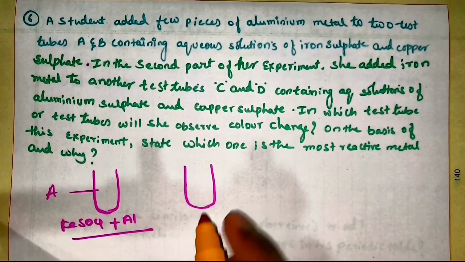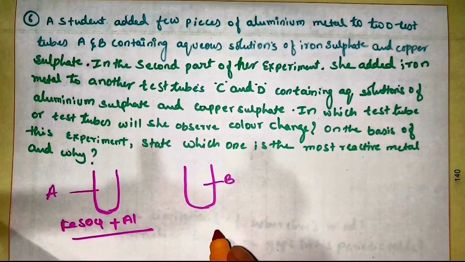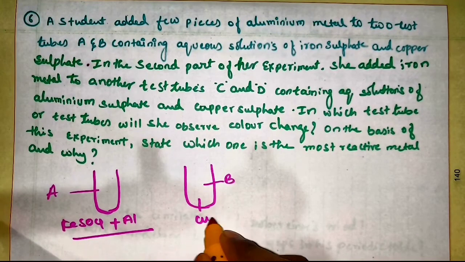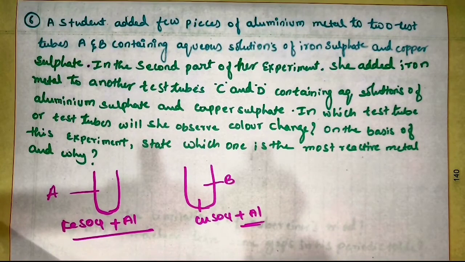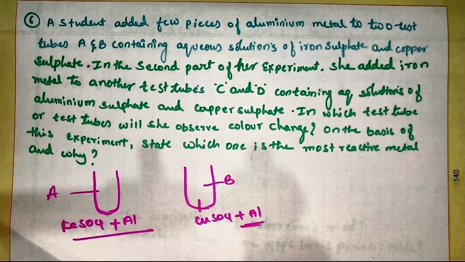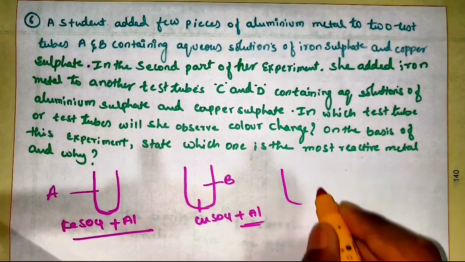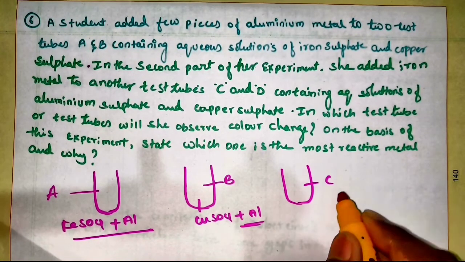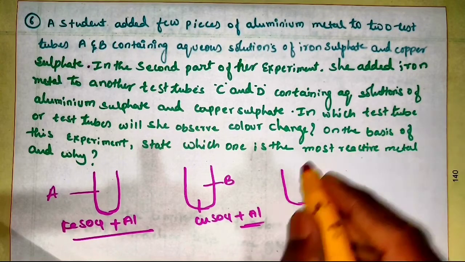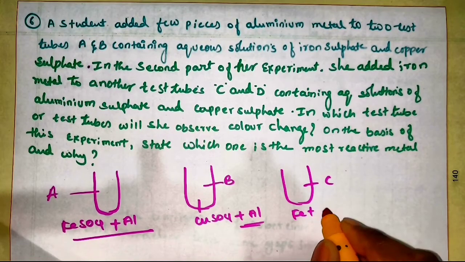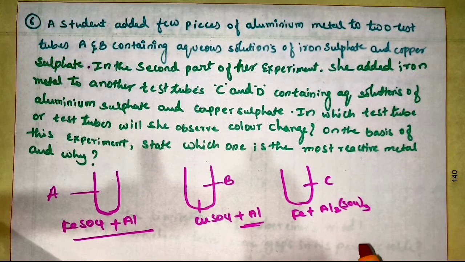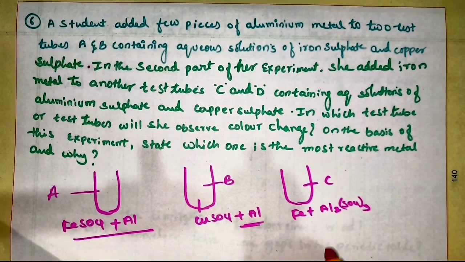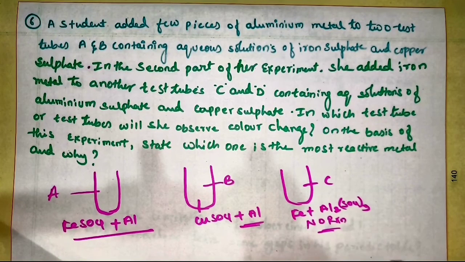In the next one, we have test tube B. In that test tube B, the solution we have is copper sulfate. Copper is less reactive than aluminium, so here also a displacement reaction is going to take place, and a color change will be there. In the third one, test tube C, she added iron metal to aluminium sulfate, Al2(SO4)3. Iron is less reactive than aluminium, so there is no reaction here. No reaction means there is no color change.